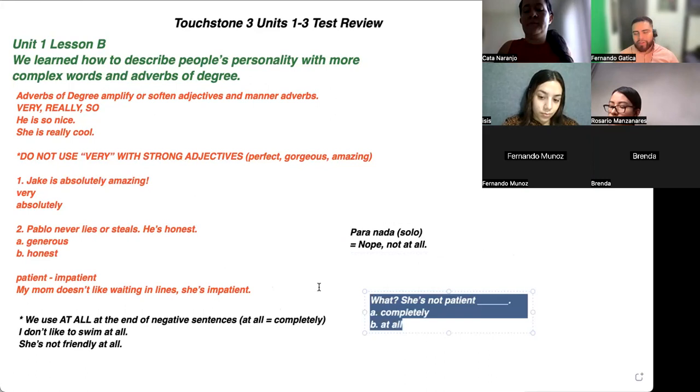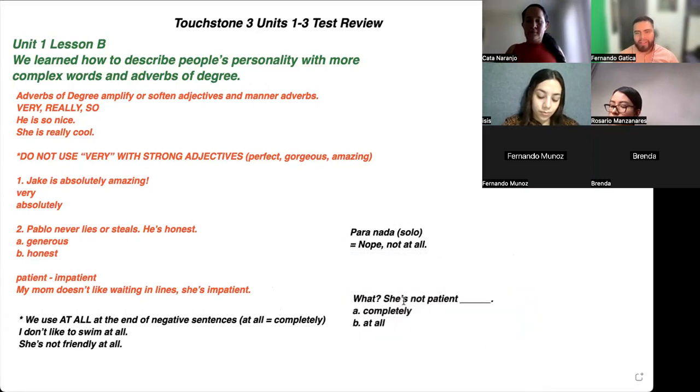This would be like a question on your test right here. What? She's not patient completely, or she's not patient at all? What would be correct? At all. Yes, at all and completely have the same meaning. But at all goes at the end of sentences and completely goes before the word that it describes.